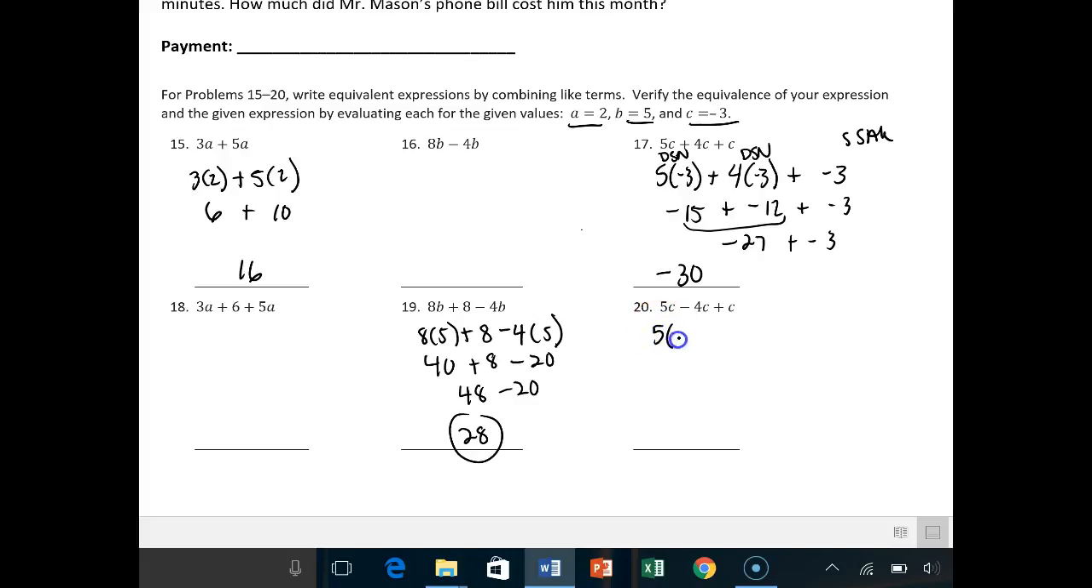It's 5 parentheses -3 minus 4 parentheses -3 plus -3. Be very careful with this right here. This is a negative times a negative, same signs positive. So while this will give you -15, this is not going to give you -12. I'll leave you guys to figure out what that will give you. If it's a positive 12, you would say plus 12. If it's a -12, you'd say -12. So you guys figure that out and then finish the rest of this. Call me if you have questions.